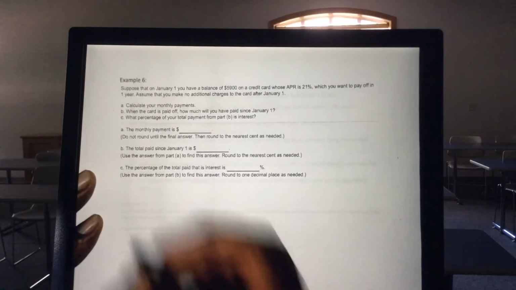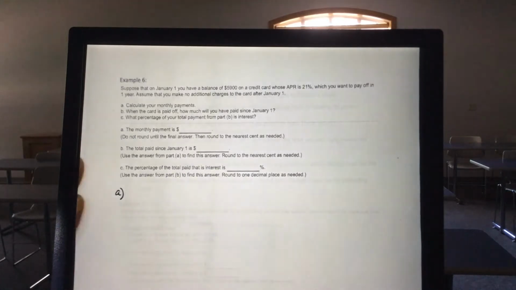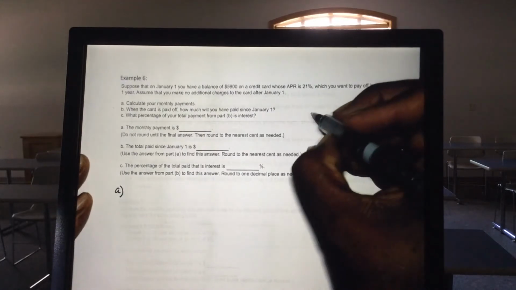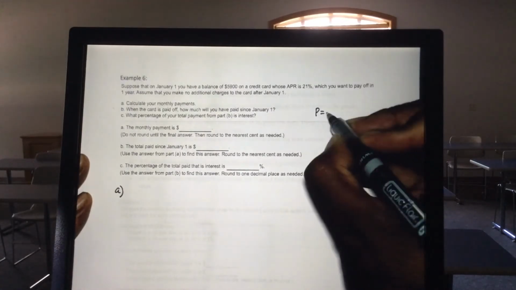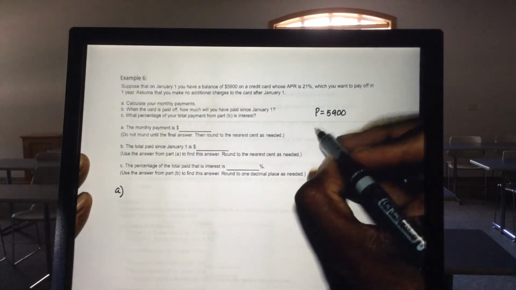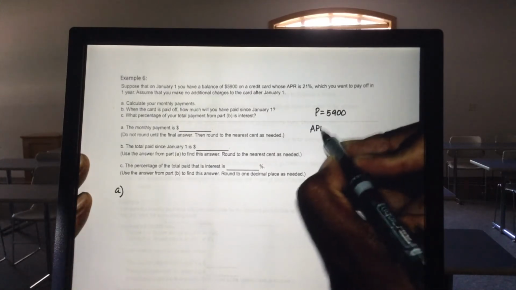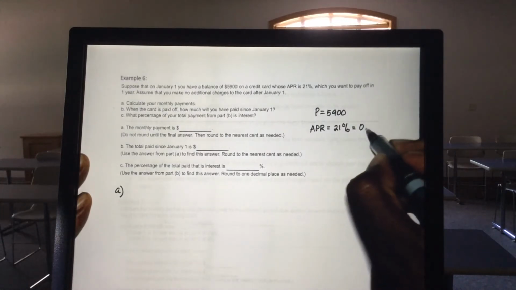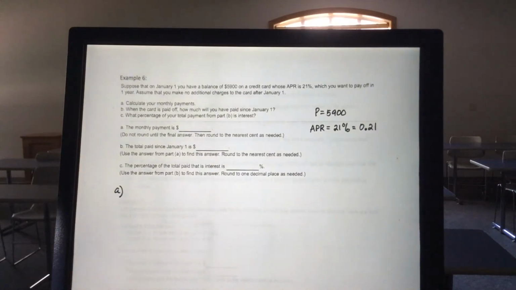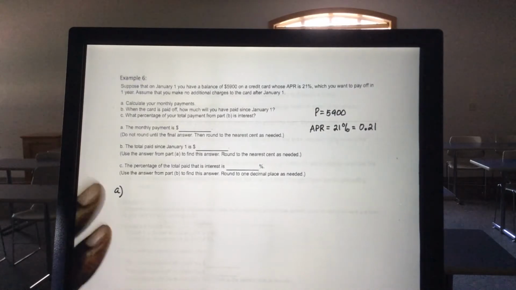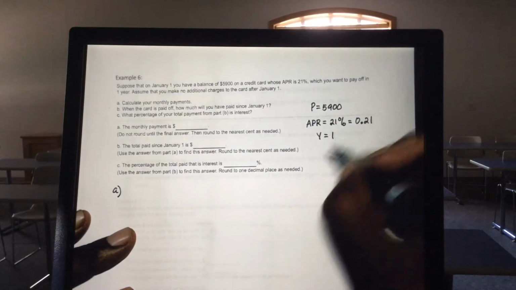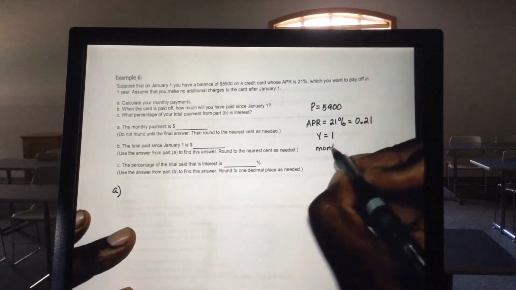Okay, so Part A is finding out our monthly payments here. So let's start off with identifying what we have. Okay, a $5,900 balance, that's your principal. The APR is 21%. 21% as a decimal will be 0.21. Take 21, divide that by 100, drop the percent sign, you'll get 0.21. And then in 1 year, that's your Y, we're making monthly payments, so N is going to be equal to 12.